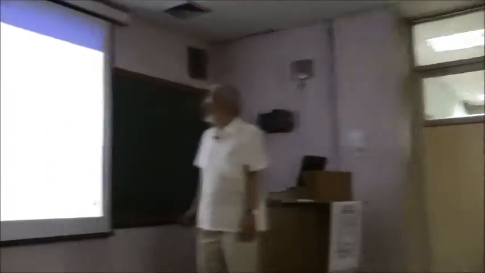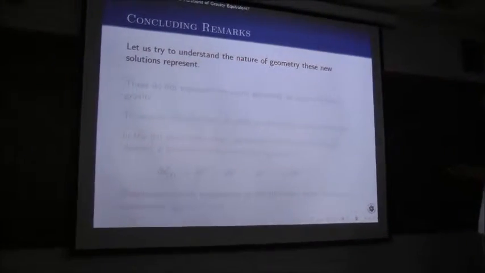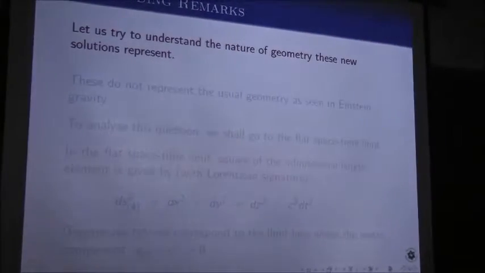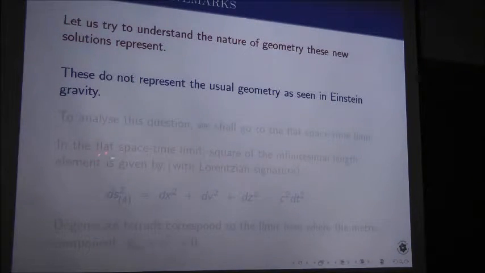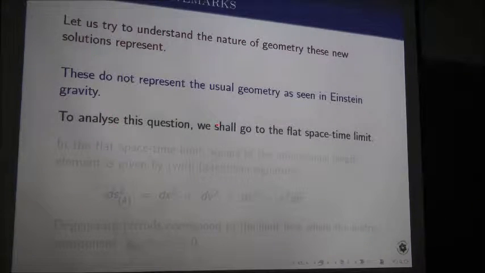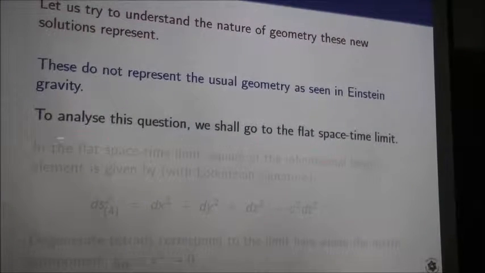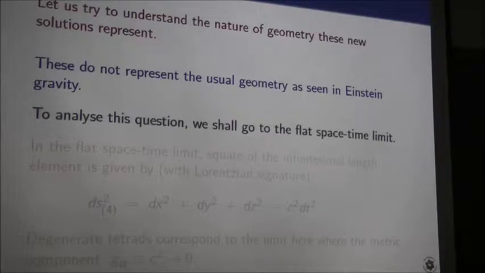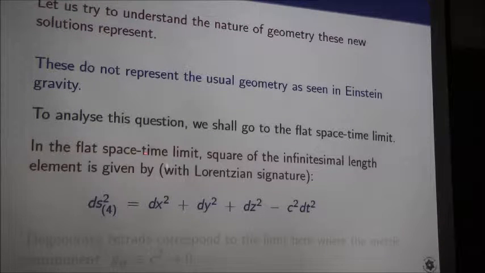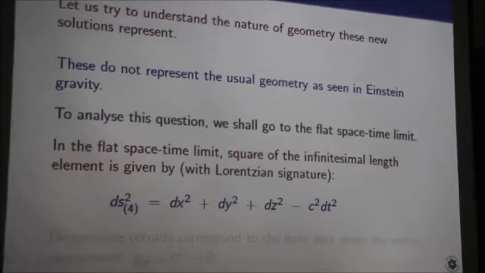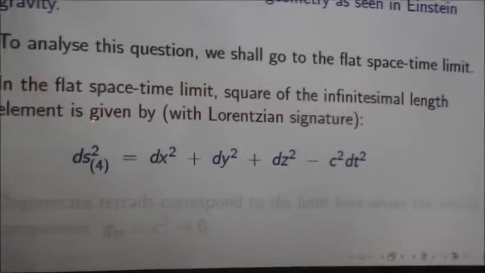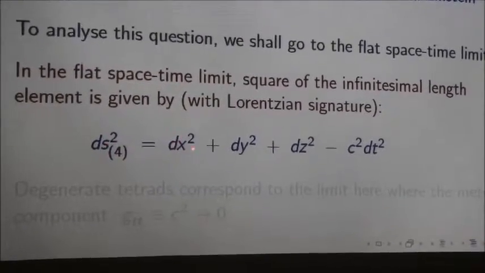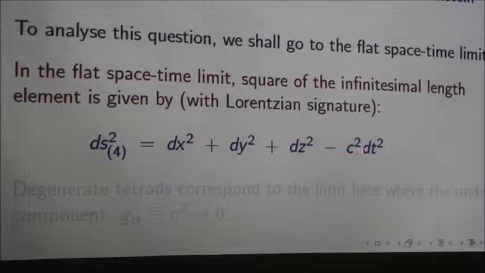Right. So we are now trying to understand the nature of the geometry of these new solutions. Clearly, they don't represent the usual geometry as seen in Einstein gravity. To analyze this question, let's go to the flat space-time limit. So, to be more definitive, I'll now also use Lorentz signature. This whole discussion is valid irrespective of what signature you have. In flat space-time, the square of the infinitesimal length element with Lorentz signature is dx square plus dy square plus dz square minus c square dt square.